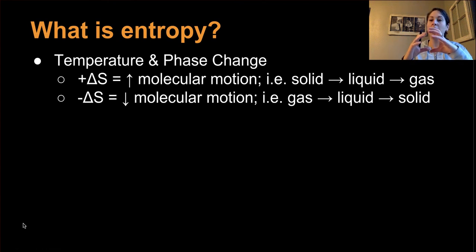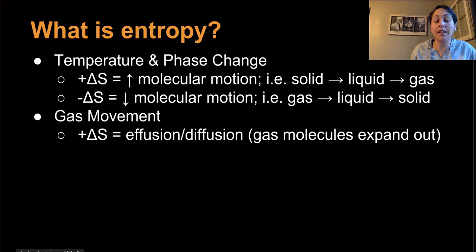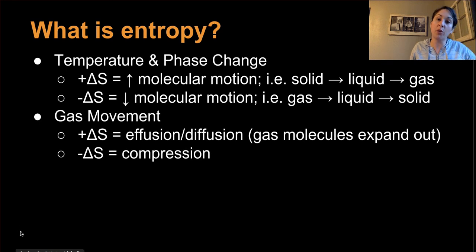And if we decrease the molecular motion, we actually cause these particles to kind of come back together and form something that's more organized and more orderly. If you think about the network solids that we get, where they're going to actually kind of squeeze back together and be more orderly. With gas movement, we see that as things effuse or diffuse, the gas particles expand out, and that's going to be an increase in entropy. But if we compress them, we push them closer together, and that's actually going to be a decrease in entropy.